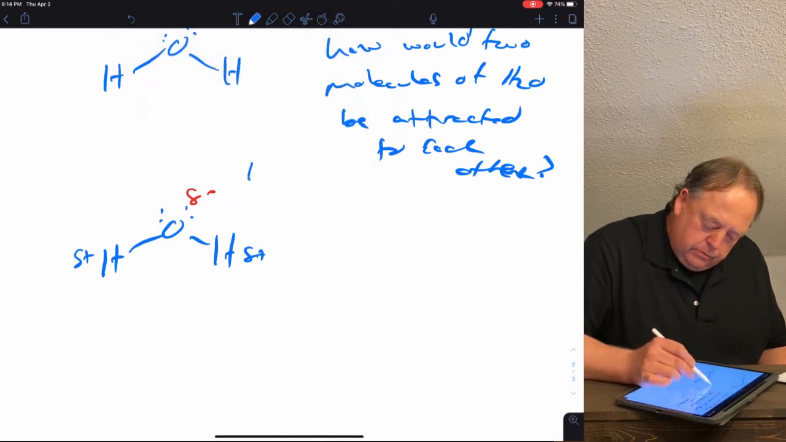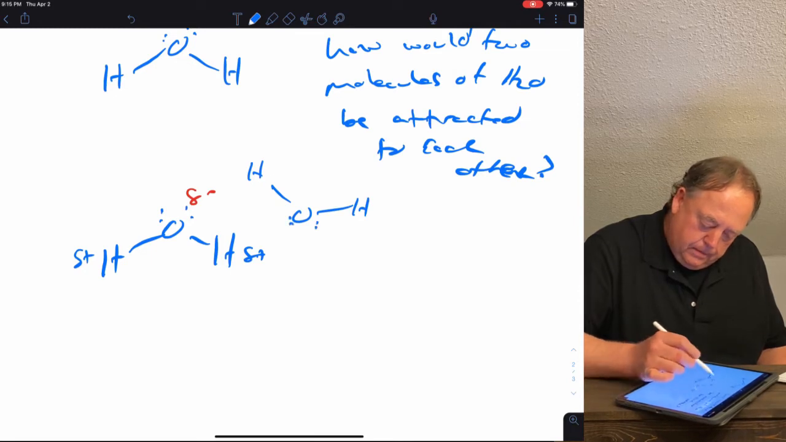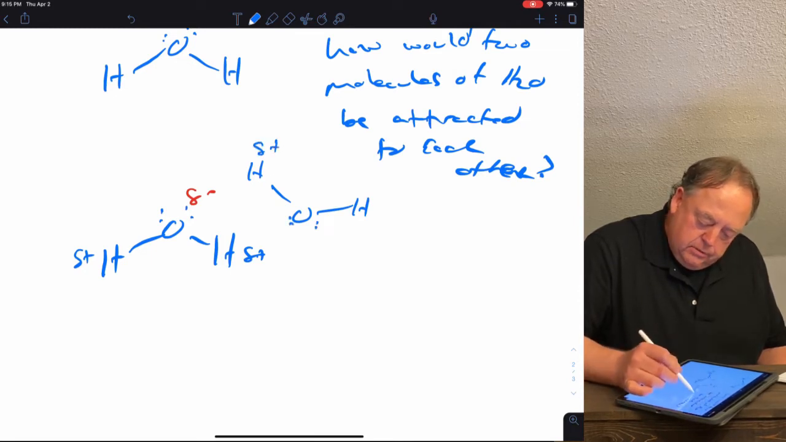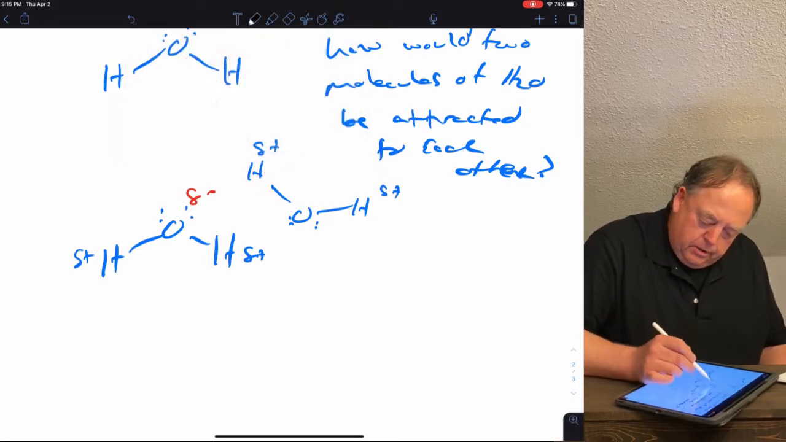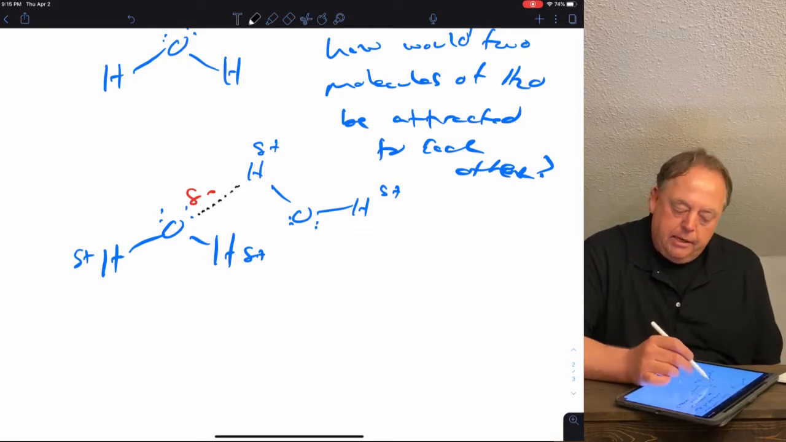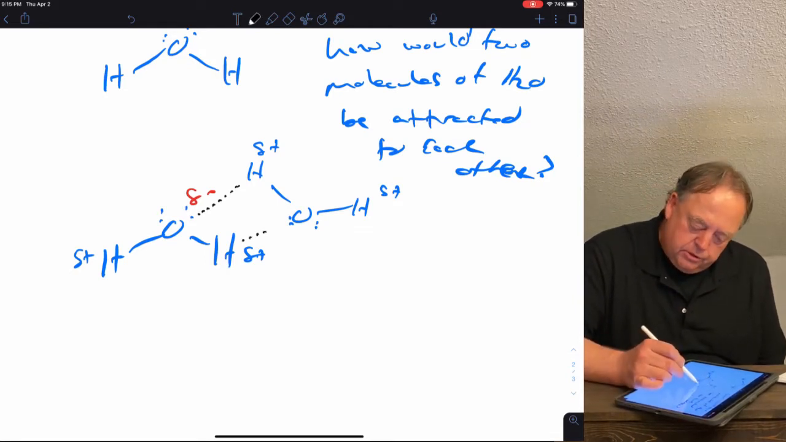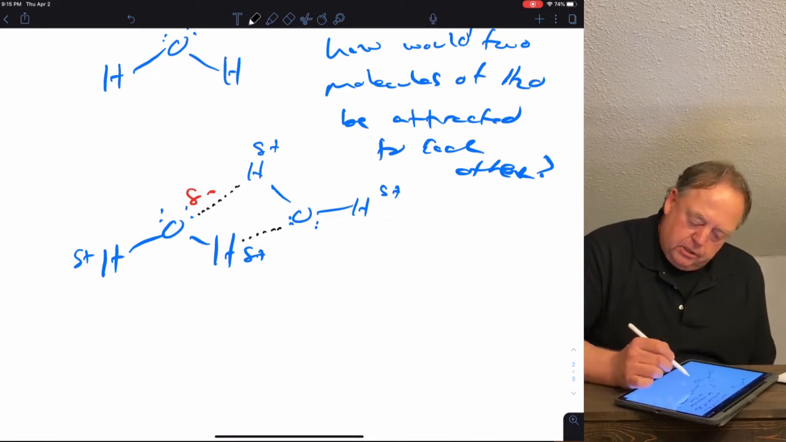What they would do is approach each other like this, so that the hydrogens of one molecule would be near the oxygen of another molecule. And then there's an attraction between that H and this O, and between this H and that oxygen. And so this is an attraction.